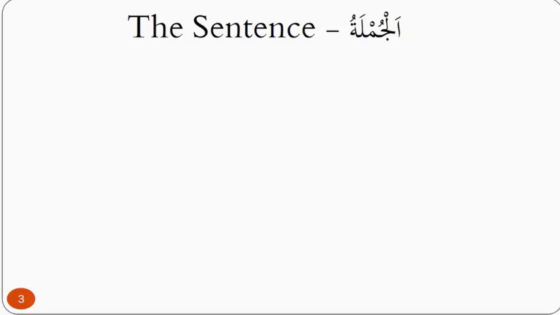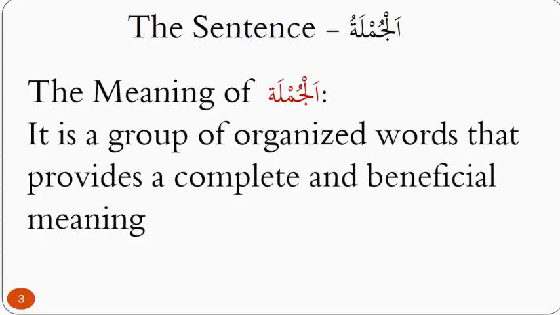The sentence, al-jumlatu, means a sentence. The meaning of al-jumlatu, the meaning of sentence: it is a group of organized words that provides a complete and beneficial meaning. Okay, so for example, I say, the boy went home. It is very organized and it provides a complete and beneficial meaning. This is the meaning of jumla.